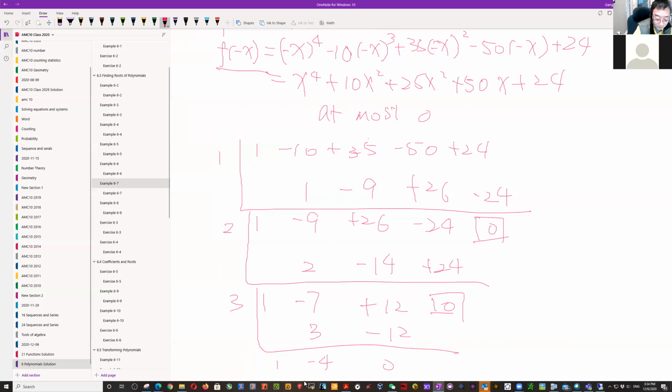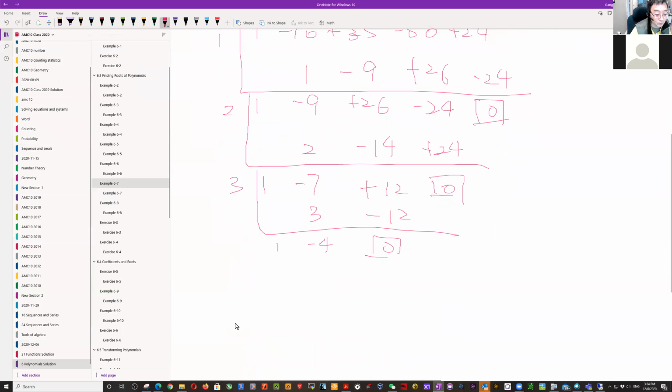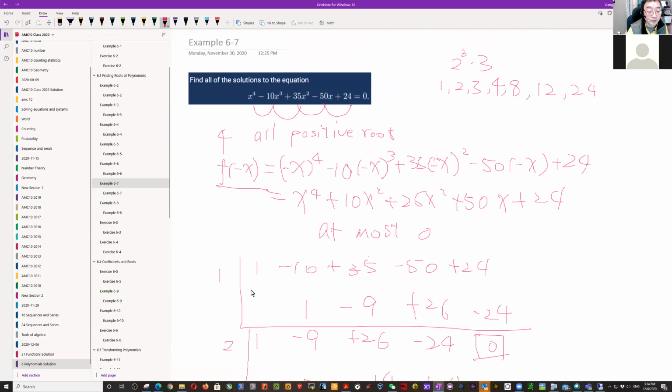So this remainder is 0. X minus 3 is one of the factors. Then the last is x minus 4. So basically, we completely factor it. This whole function equals x minus 1 multiply x minus 2 multiply x minus 3 multiply x minus 4. So all the roots are 1, 2, 3, 4.